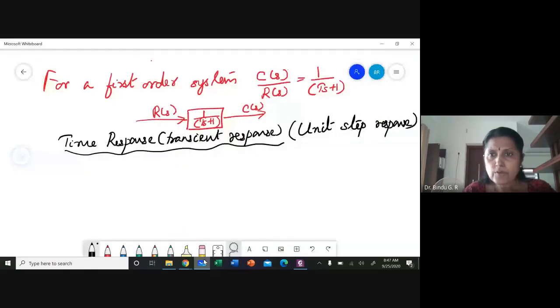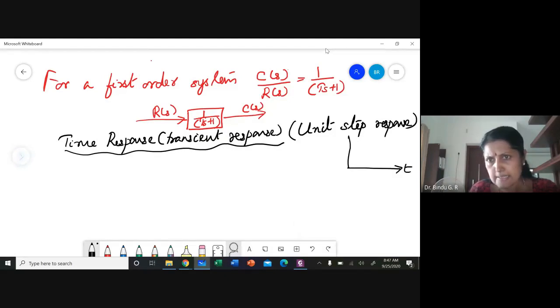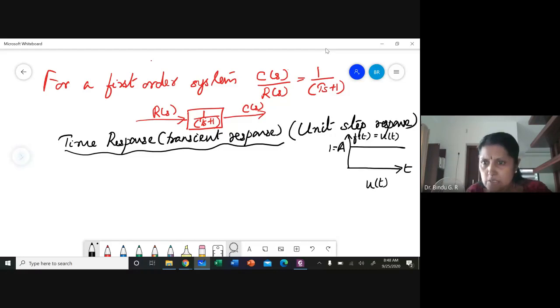So unit step simply means that yesterday we considered this as T and this as F(t), and I put this as A. If this A is equal to 1, that is, if the highest magnitude is 1, you call it a unit step, and you call that u(t) instead of f(t). That is the only difference, which means u(t) is equal to 1 and U(s) will be equal to 1 by s if I take the Laplace transform.